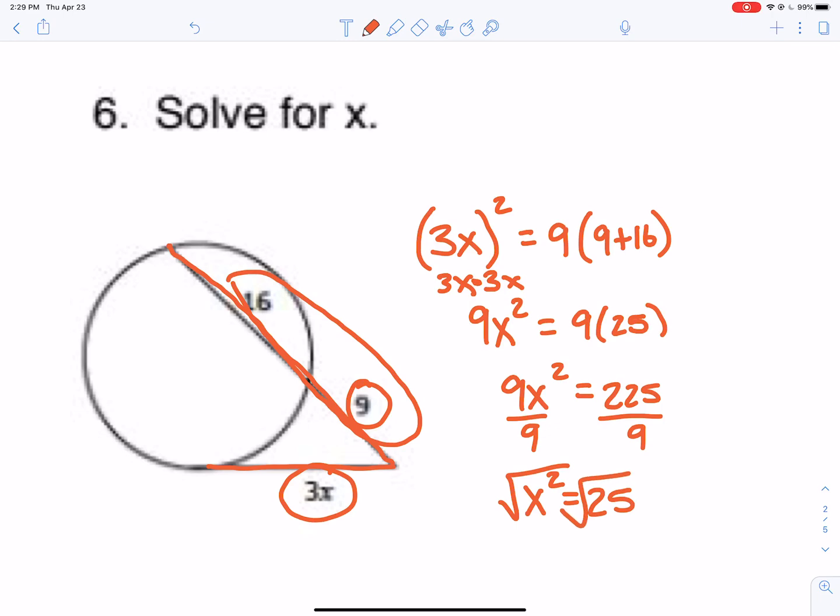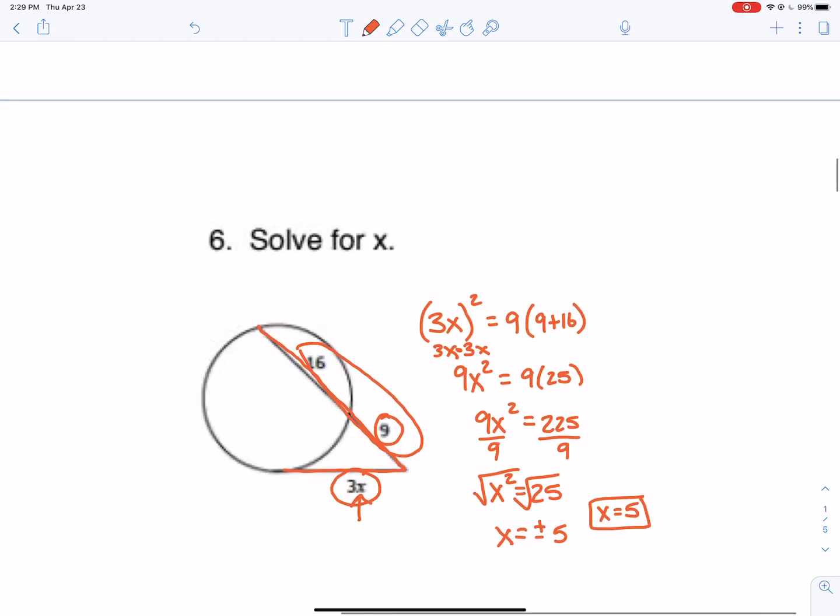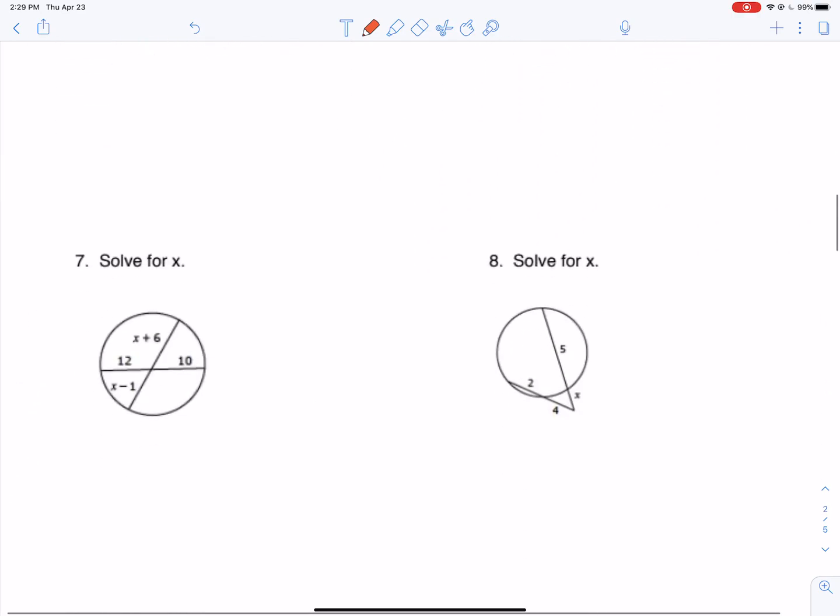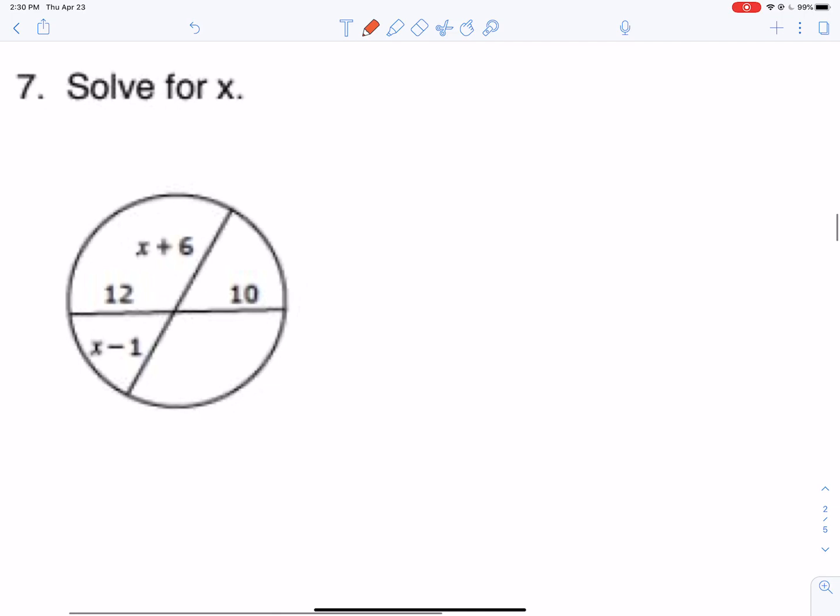And then when you take the square root, we would normally say x equals plus or minus 5. But since x in this case would make this a negative length if it were negative, we would just say that x is equal to the positive 5. So that is it for number 6. Let's see, I think we have 2 more quick examples to take a look at.